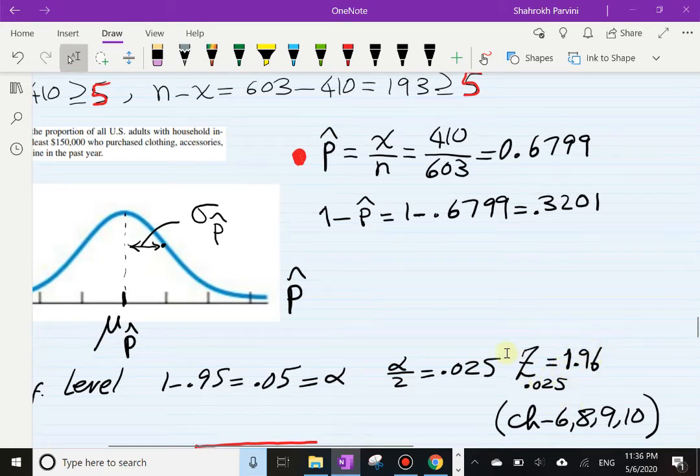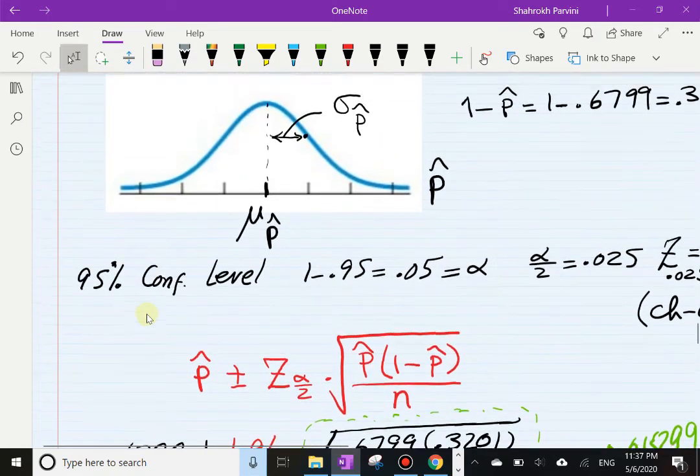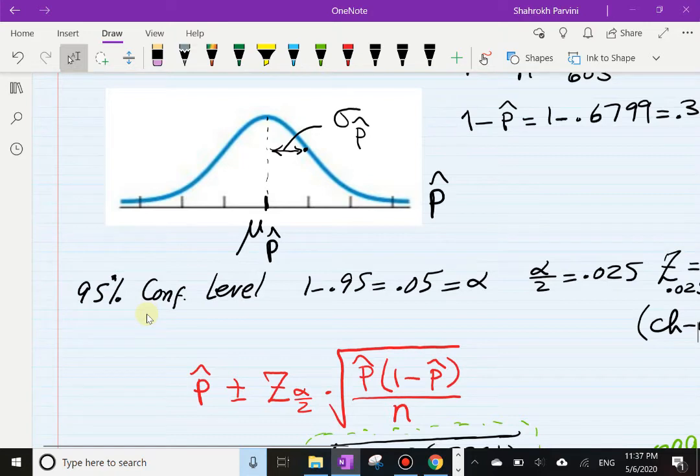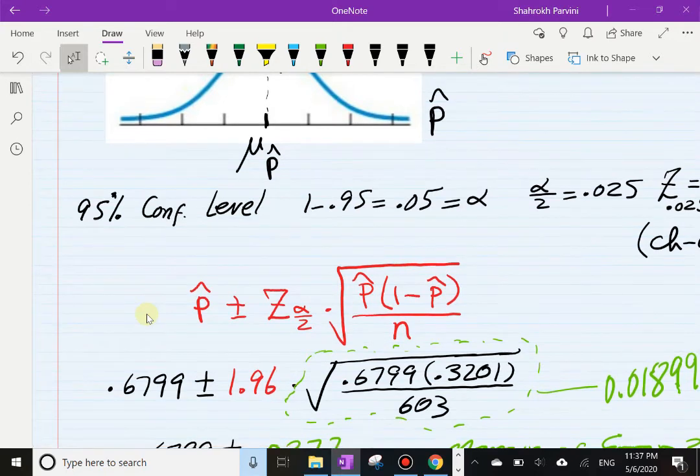Now, how did we get this number? I just put in a reminder. We did it in chapter 6, chapter 8, chapter 9, chapter 10. So you've seen us doing that before. That's the table value. And next, I'm going to go to the formula and construct that confidence interval. It's just a matter of plugging in the numbers and doing the arithmetic.